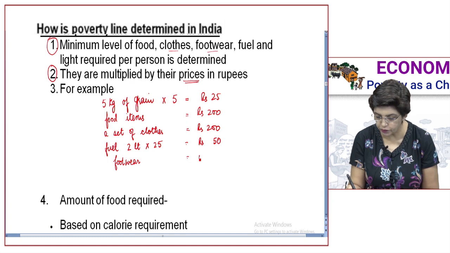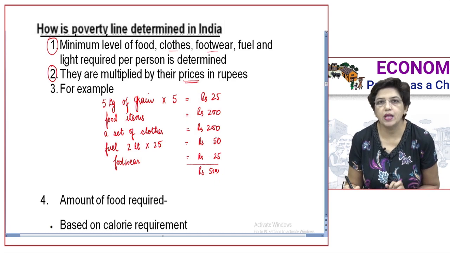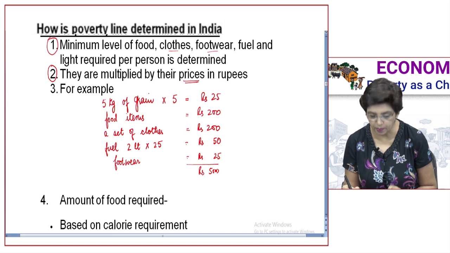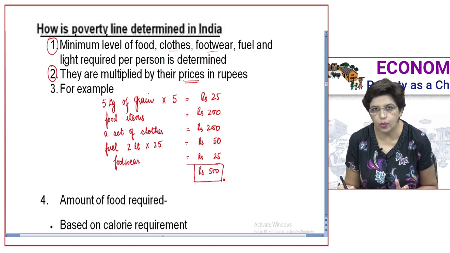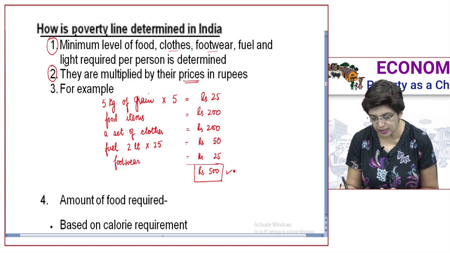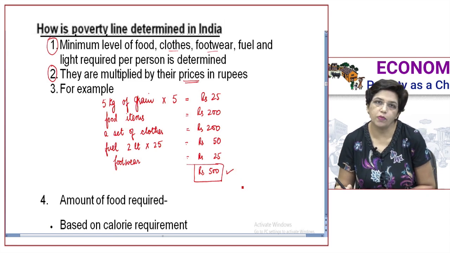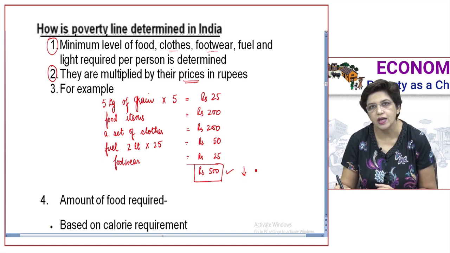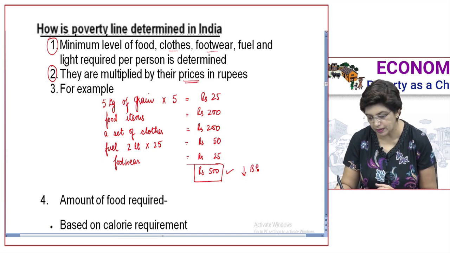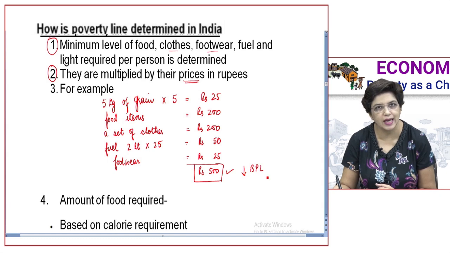So for a pair of footwear, let's say rupees 25. So the total amount comes out to be rupees 500. This is just an example of how the agencies calculate the poverty line. So this 500 would be considered a poverty line. If a person is earning rupees 500, he will not be considered poor. But if his income is below 500, then he will be a BPL person, that is below poverty line.